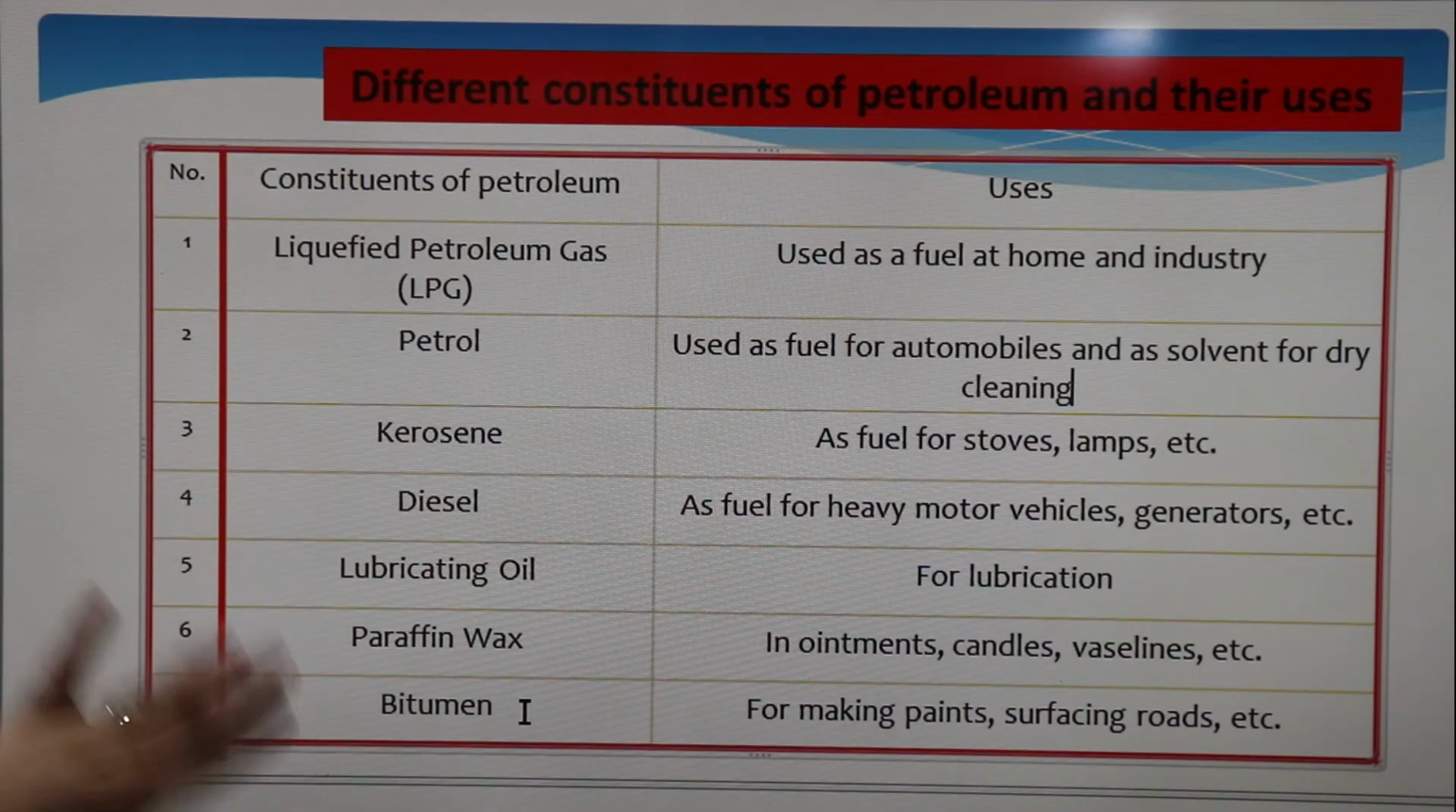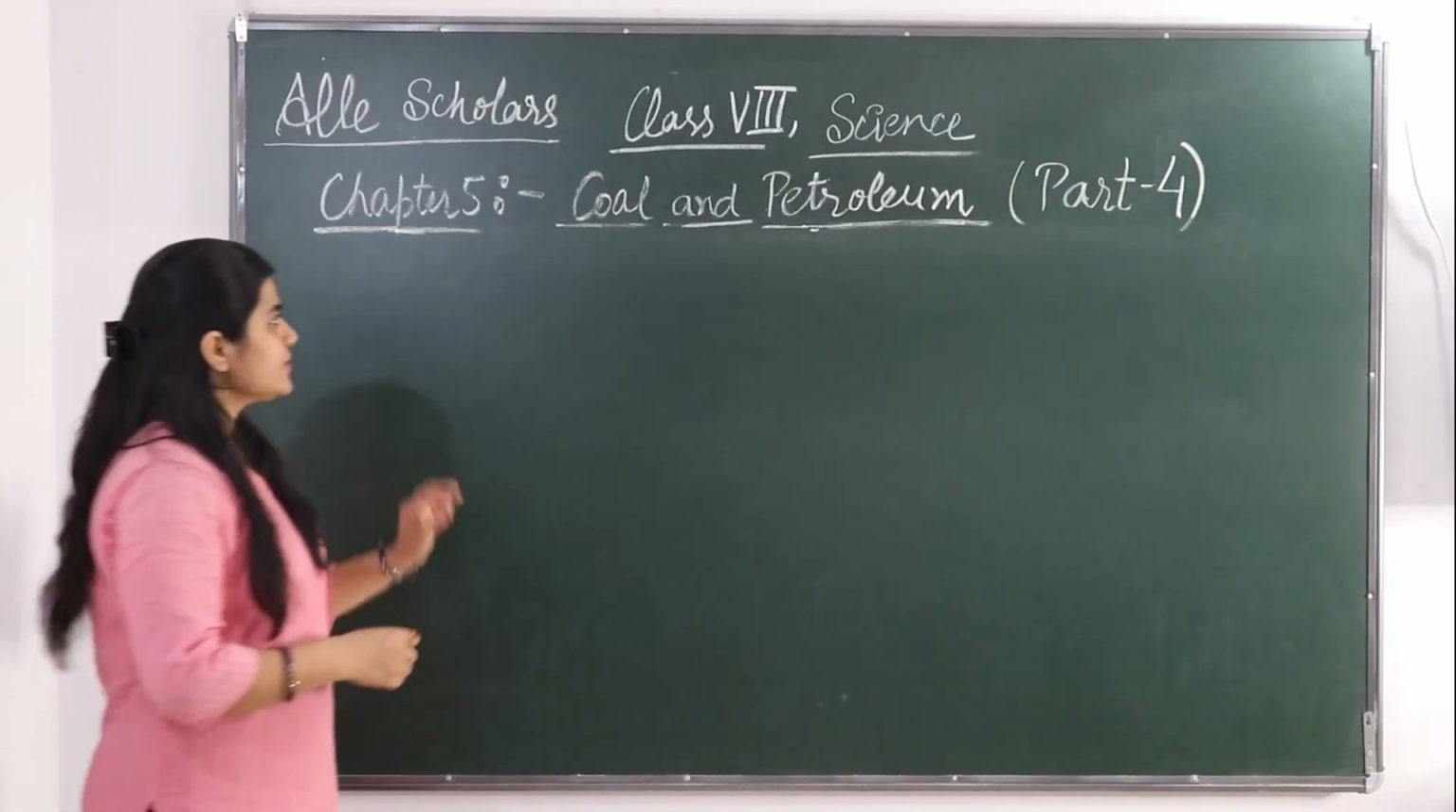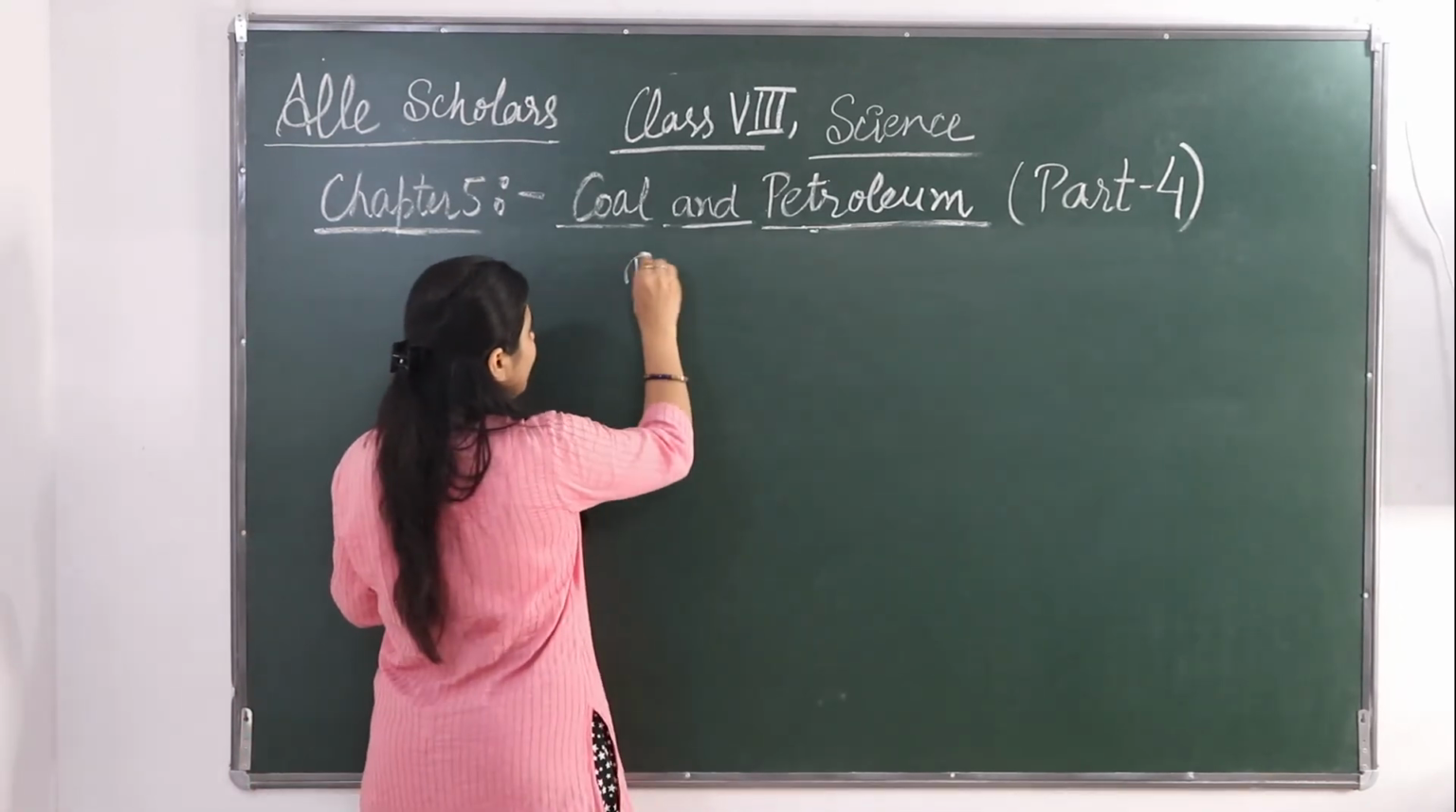Here you can see their uses in different fields: in homes, industries, dry cleaning, in automobiles for lubrication, for different ornaments, and in making paints and surfacing roads. So this was about the different constituents of petroleum and its uses. Next we will see about petrochemicals.